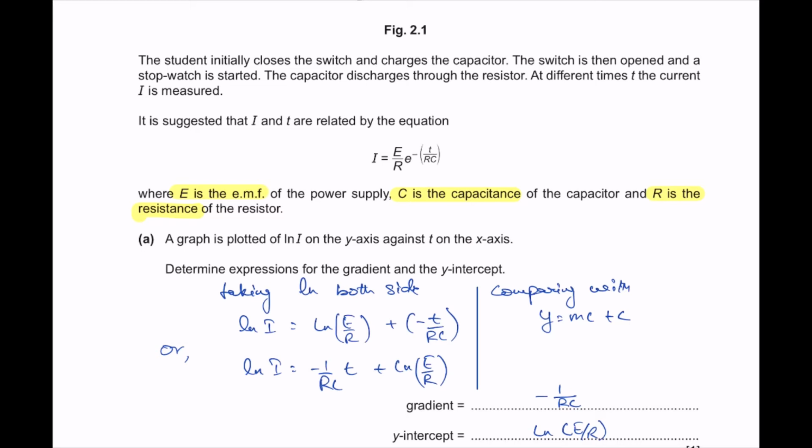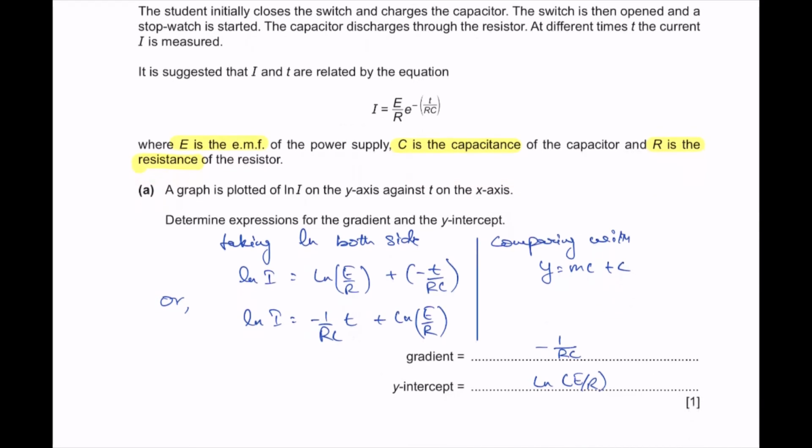The same type of questions come every year. So the following method: using this equation, we can take log, that is ln base e, on both sides. So if I take ln I, it will be ln E by R plus ln e to the power minus t by RC; ln e gets cancelled out and I get minus t by RC. By rearranging, I get ln I equals minus 1 upon RC into t plus ln E by R.